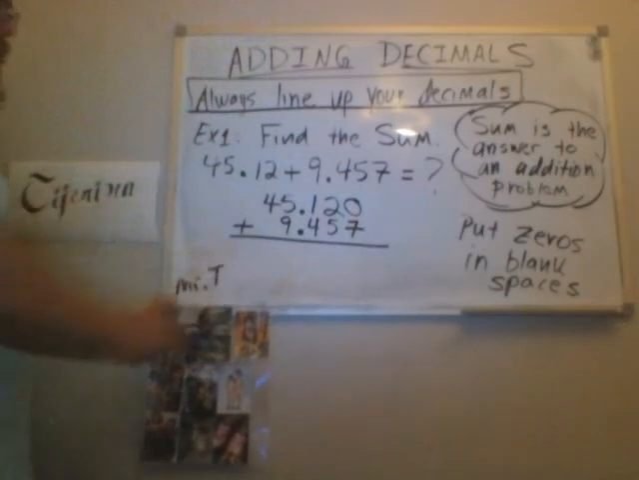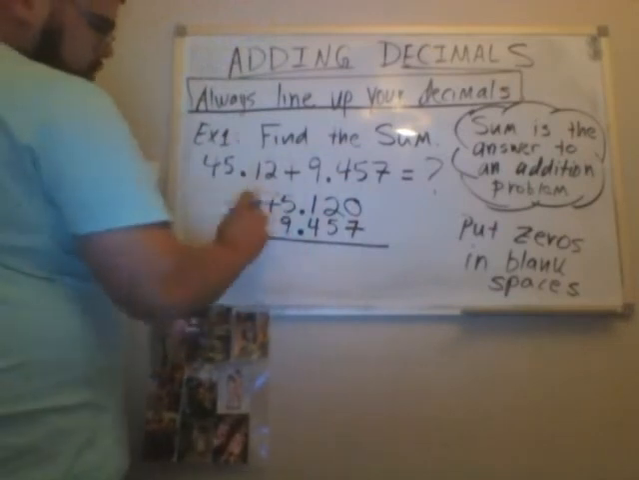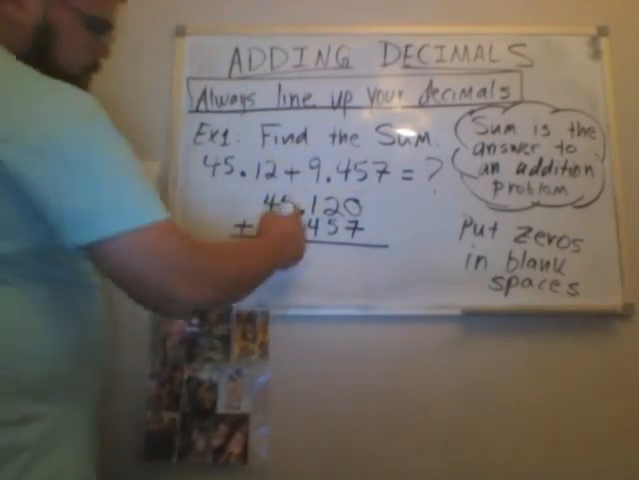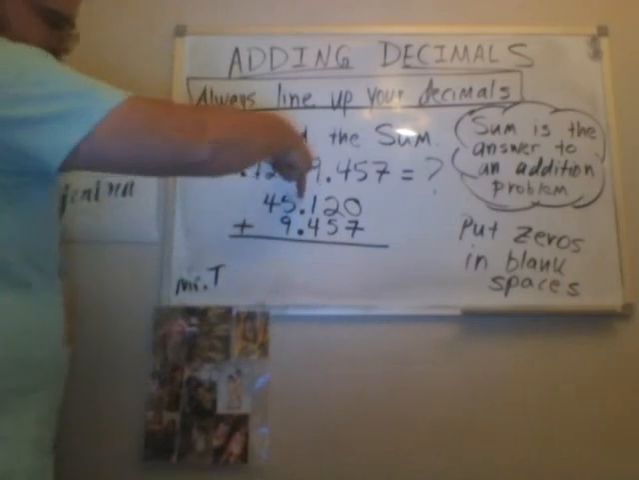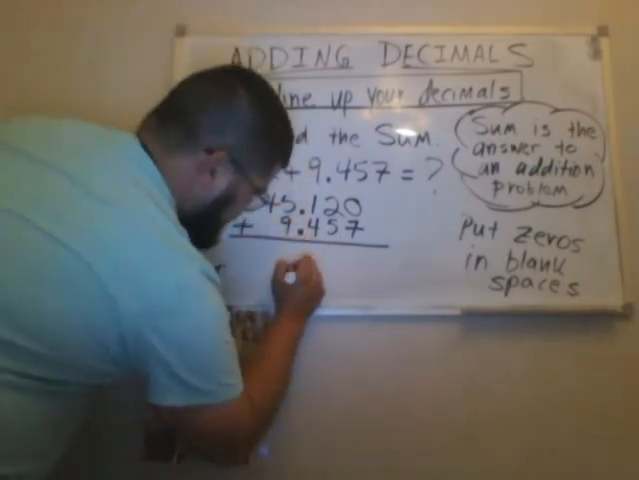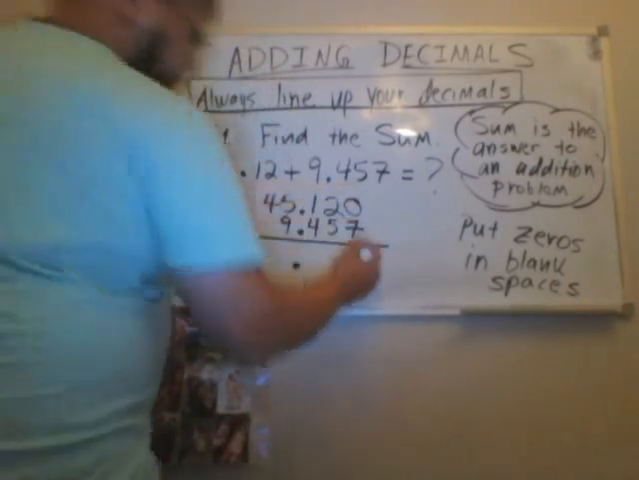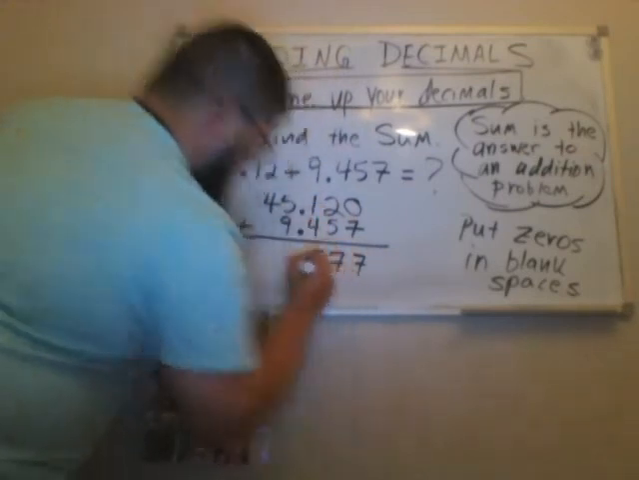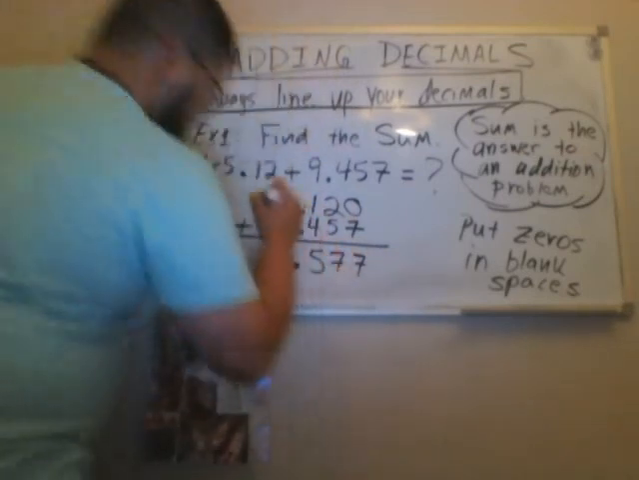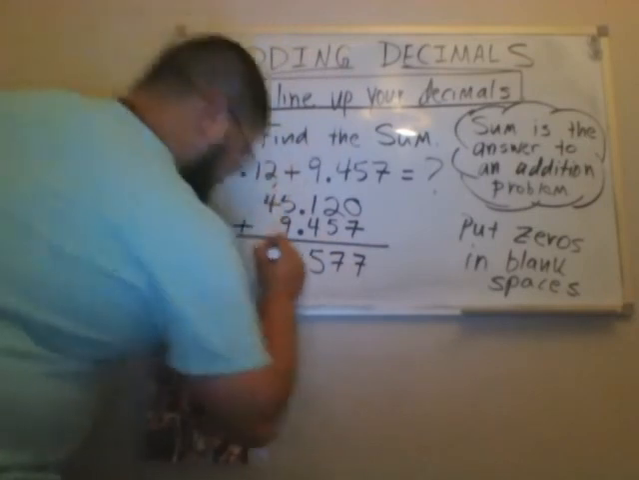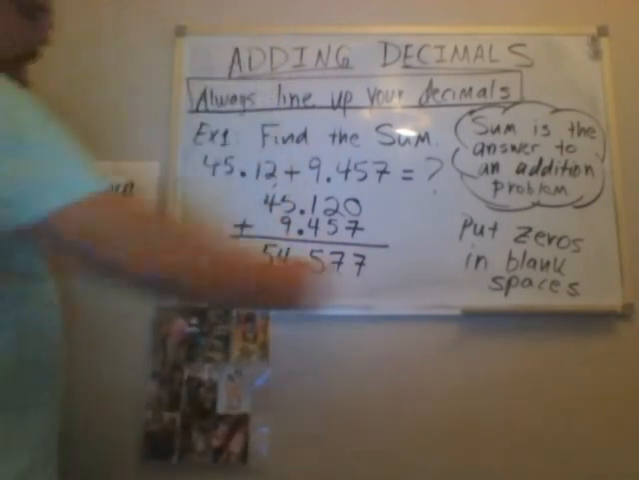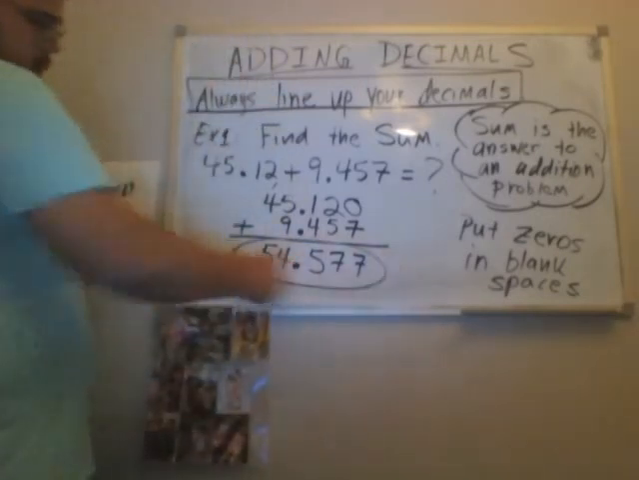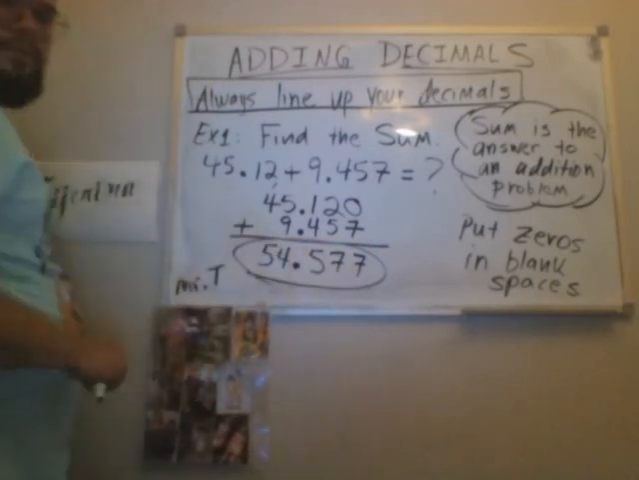Okay? Now, we add this problem just like as if it was 45,120 plus 9,457, with one difference. We have to bring down that decimal straight down. That decimal needs to come straight down right here. Then we just add it like normal. 0 plus 7, that's 7. 2 plus 5, that's 7. 1 plus 4, that's 5. 5 plus 9, that's 14. Carry my 1. 4 plus 1, that's 5. Okay, and so this is our answer: 54.577, or 54 and 577 thousandths. Okay?